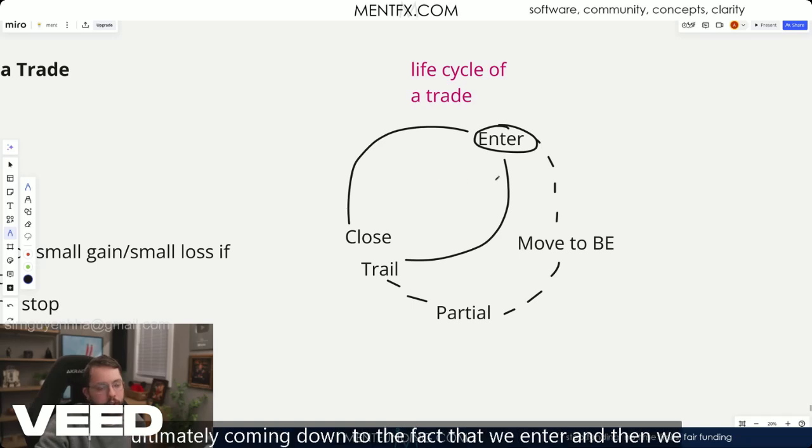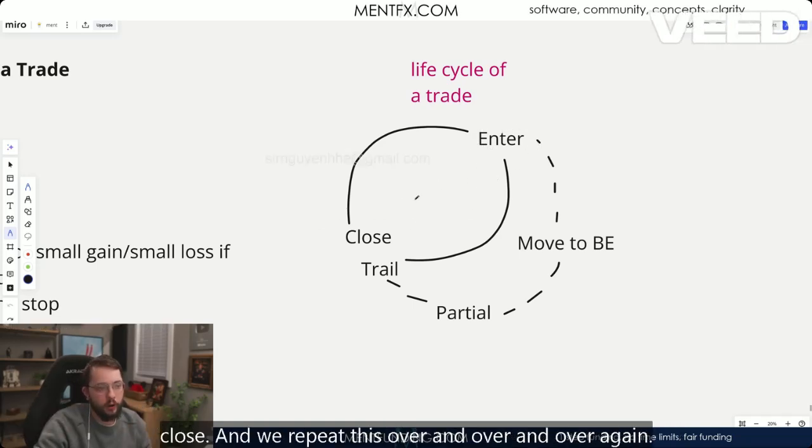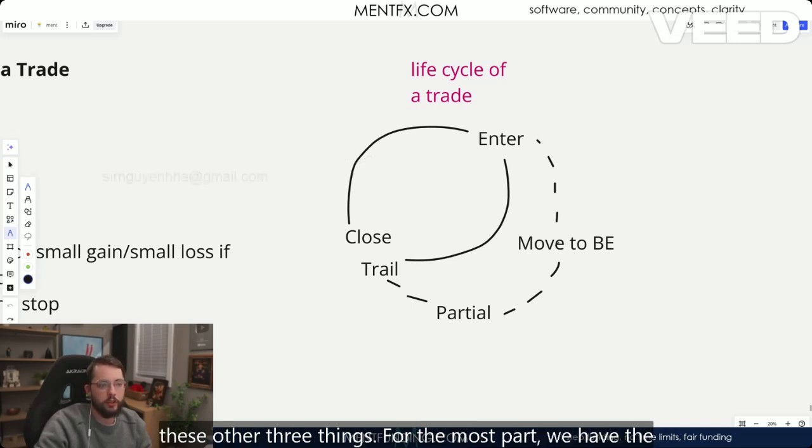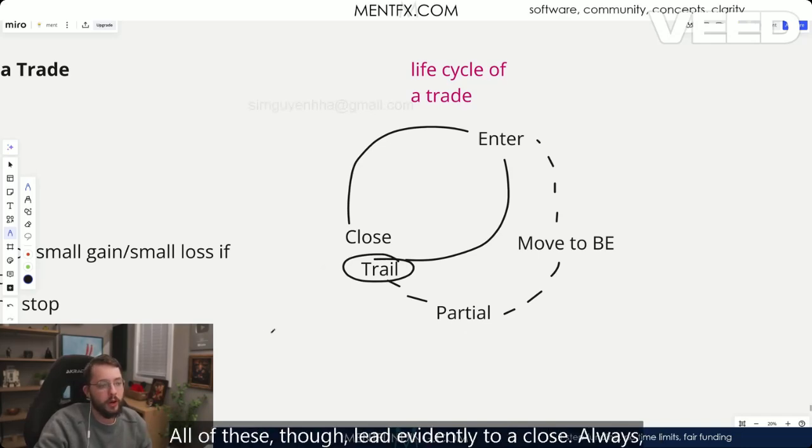The real life cycle of a trade ultimately comes down to the fact that we enter and then we close, and we repeat this over and over and over again. That's this. Then we have the optional choice of doing these other three things. We have the optional choices of moving to break evens, closing partials, which simply means closing a percentage or a certain amount of the position, and we have the choice to do trails, right?